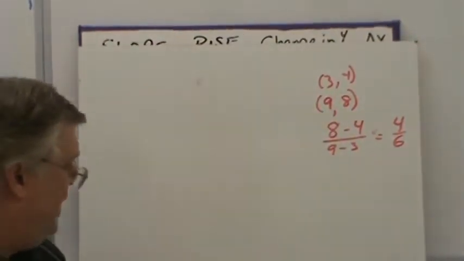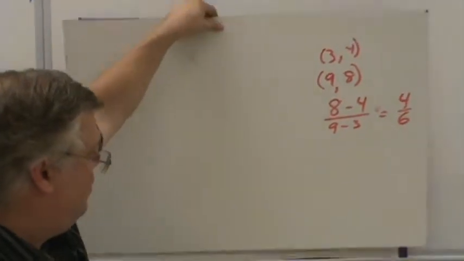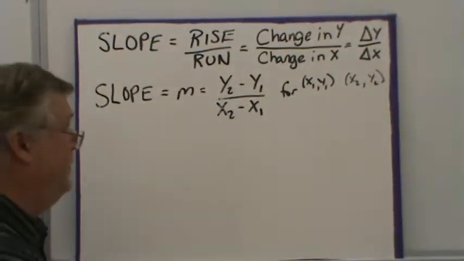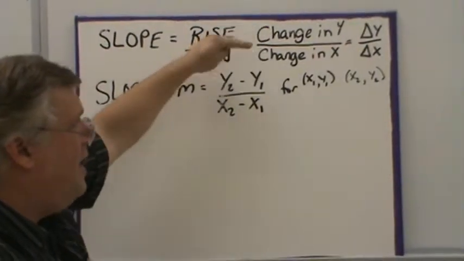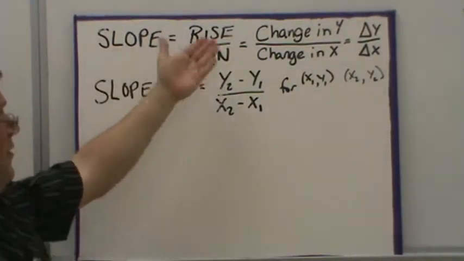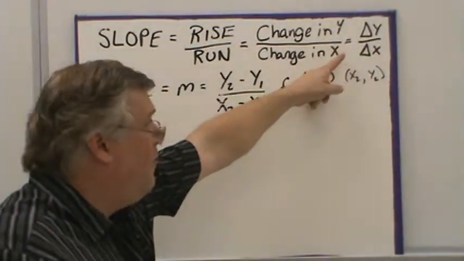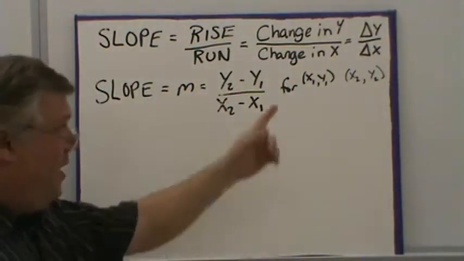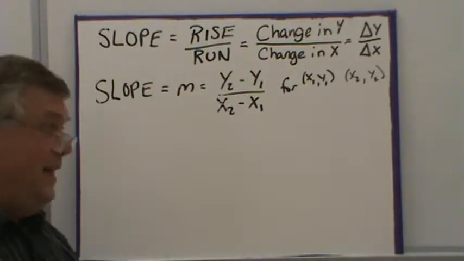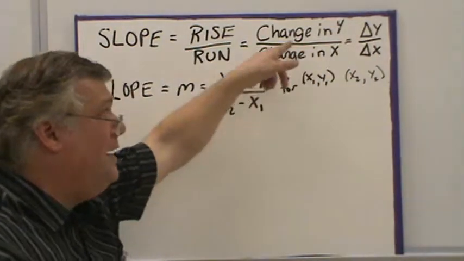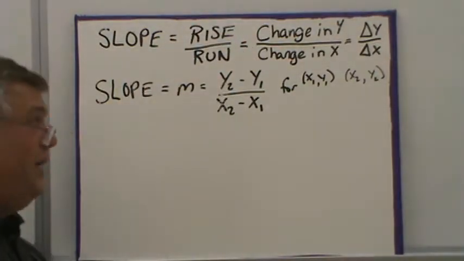What does this boil down to? Well, the basic concept of slope is you have a rise over a run. The change in y over the change in x. This is slope in terms of words. There's also another way of writing it with a delta. The triangle shape is a Greek letter. It stands for change in. So delta y over delta x is the same as saying change in y over change in x.